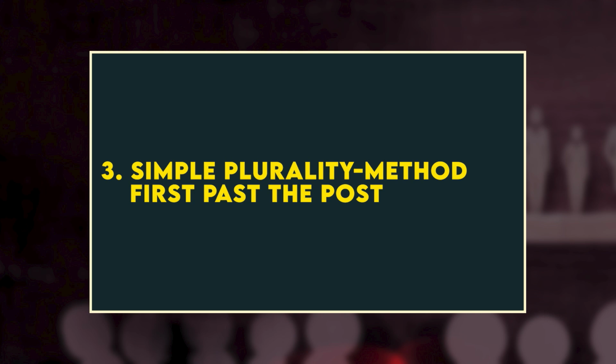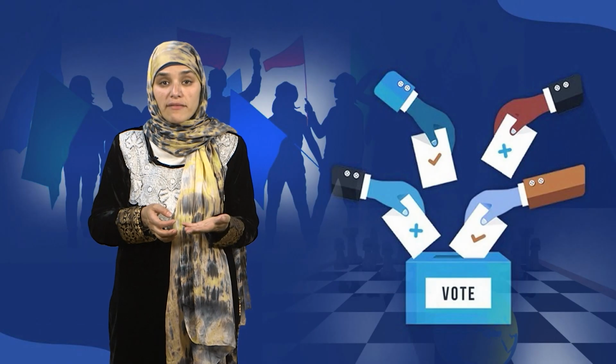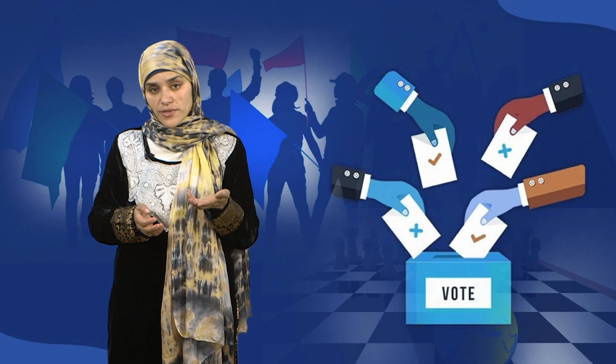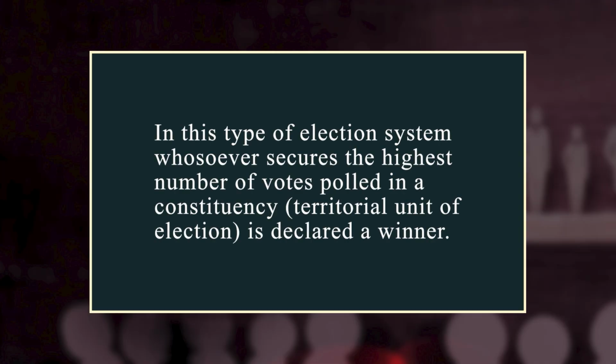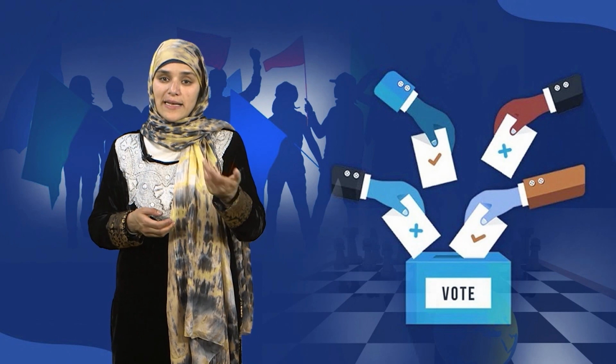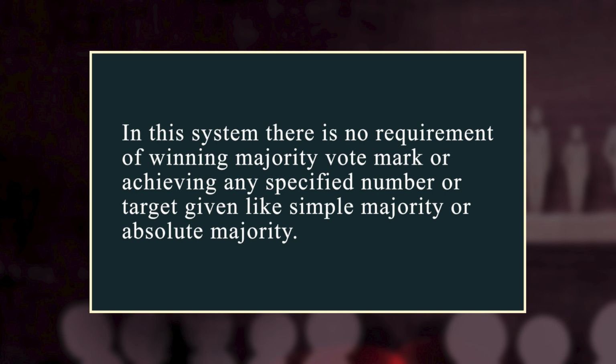Now, coming to the main, this first past the post system can be exemplified as winning a race by first crossing the finishing mark, ribbon, or otherwise known as the finishing post. In this type of election system, whosoever secures the highest number of votes polled in a constituency, that is the territorial unit of election, is declared a winner. This plurality system is the simplest means of determining the outcome of an election. In this system, there is no requirement of winning a majority vote mark or achieving any specified number or target given, like simple majority or absolute majority.